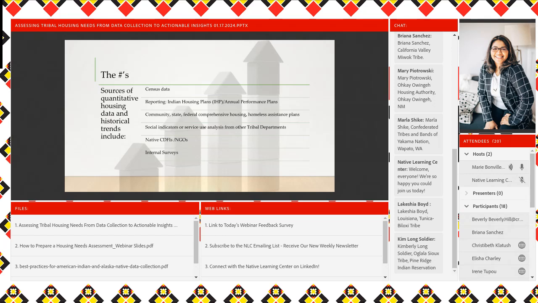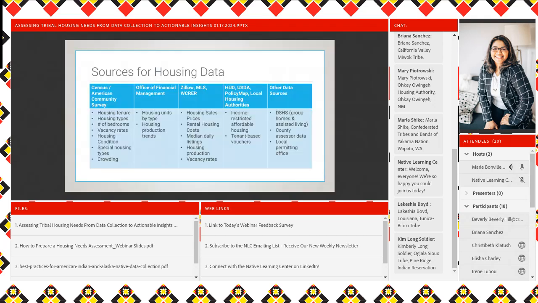Again, going back to the sources of the data, that's a list there for you. And this is the ACS, the Census American Community Survey data, that you can collect as well. And that'll give you housing tenure, housing types. These are the types of things you all would want to collect as well. So that list is available to you. As I said before, for our urban Indian areas, then Zillow MLS, which is the Multiple Listing Service, where they provide housing prices and housing data.